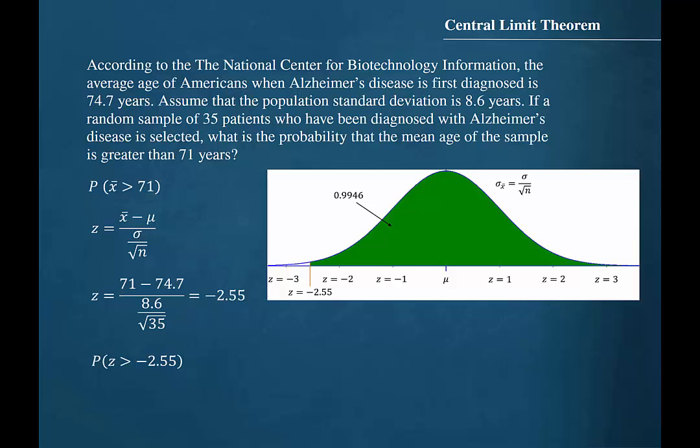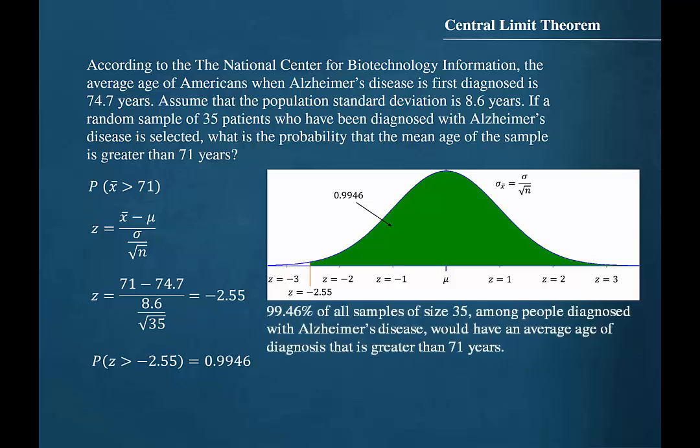Using a tool such as a normal probability table or a graphing calculator, we would find that the proportion of the distribution occupied by that shaded area is 0.9946. So the probability that the z-score would be greater than negative 2.55 is 0.9946. Another way to state this result is by saying 99.46% of all samples of size 35 among people diagnosed with Alzheimer's disease would have an average age of diagnosis that is greater than 71 years.